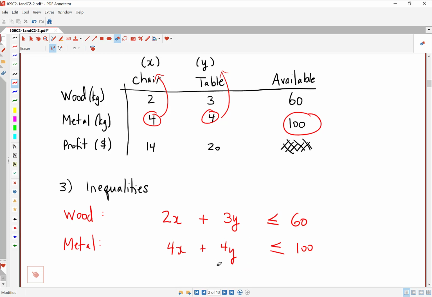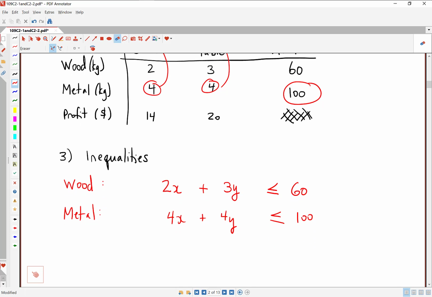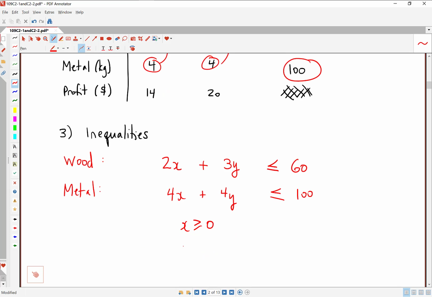All right, so those are our inequalities, and then there are a couple of other sneaky ones that we need to think about. When we're talking about physical objects, there's always a non-negativity condition. So you need your number of chairs to not be negative. So x needs to be greater than or equal to 0, and similarly y needs to be greater than or equal to 0. That just comes from the fact that chairs and tables are physical objects. In math, sure, we can have negative numbers, but in the real world, you can't have a negative number of chairs or tables. So those are all our inequalities.